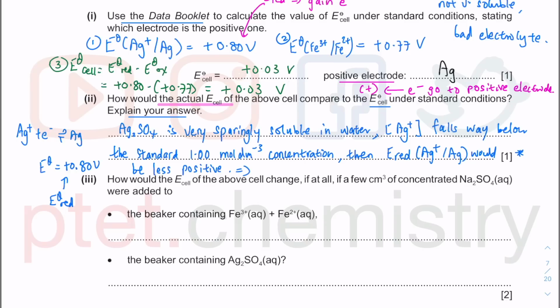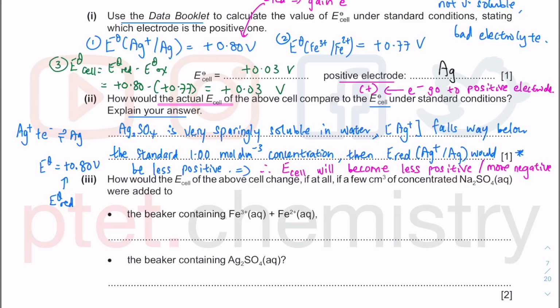So I've only talked about E red, so therefore the E cell, which is no longer standard because you fall below the standard concentration, will become less positive. So less positive, or you can say more negative. It's really up to interpretation there. Both will be acceptable and both will be correct as well.